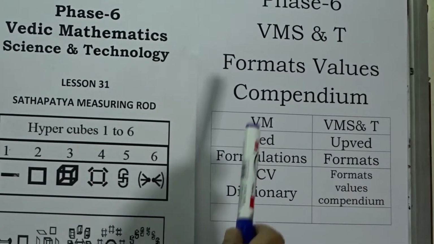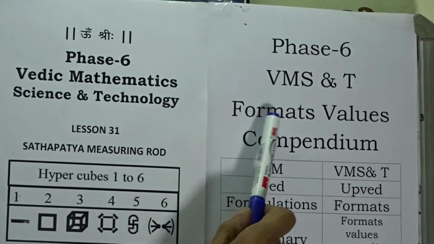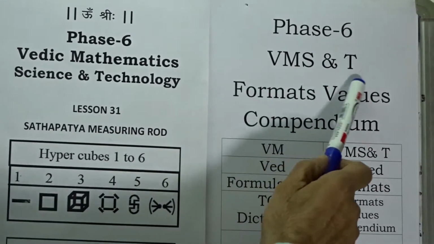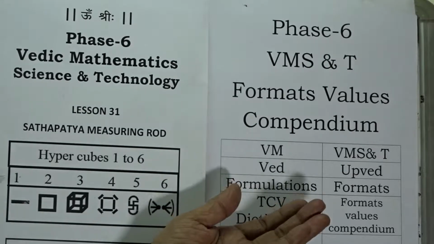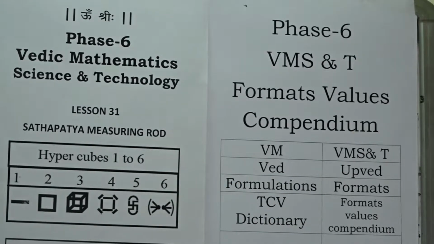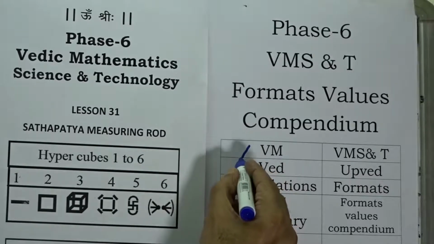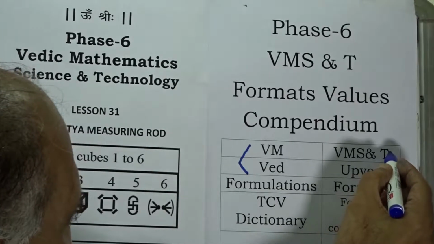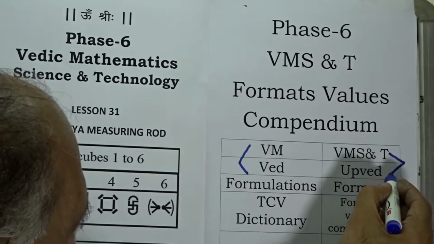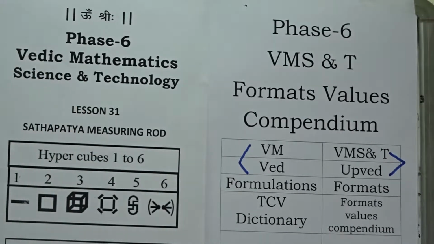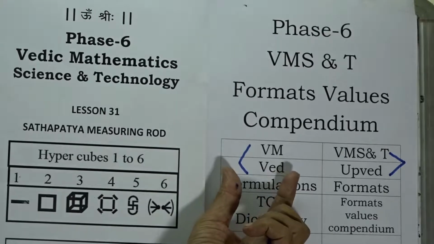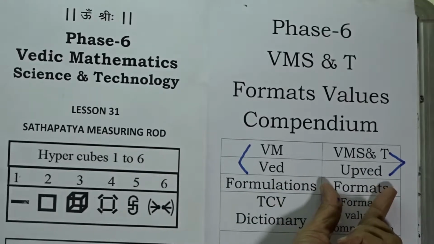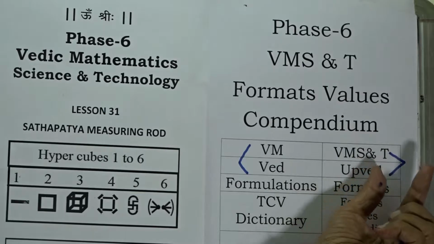In this phase, our focus is going to be upon formats, values, compendium to have insight about Vedic mathematics, science and technology. Vedic mathematics is the mathematics of pure values of Vedic knowledge. Vedic mathematics, science and technology is going to be the applied values of Vedic knowledge. Pure values of Vedic knowledge are leading us to Vedic mathematics. Applied values of Vedic knowledge are leading us to Vedic mathematics, science and technology.